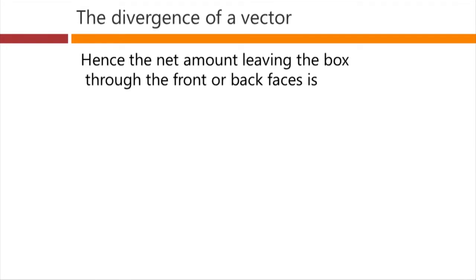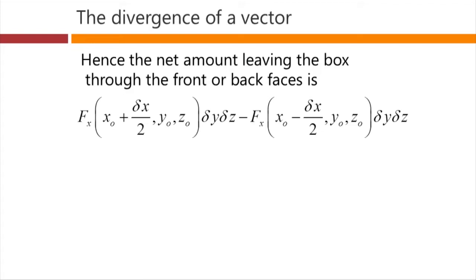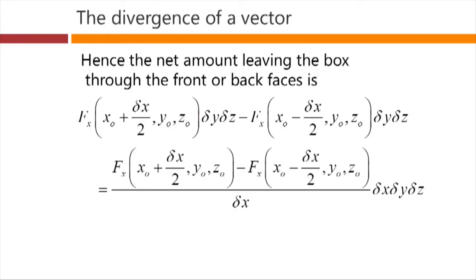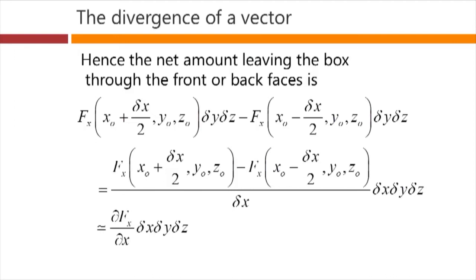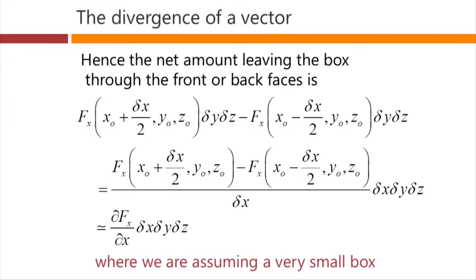Hence, the net amount leaving the box through the front or back faces is just the sum of what's flowing out the front minus what's coming in the back. That's why the minus sign is here, because this is coming in the back. And we can also write that by dividing by delta x and putting another delta x up on the top here. And in the limit where we make delta x very small, we assume a small box, this is just the partial derivative, df sub x by dx.